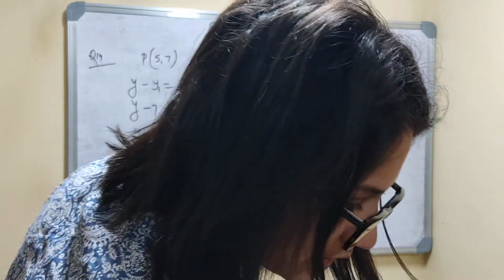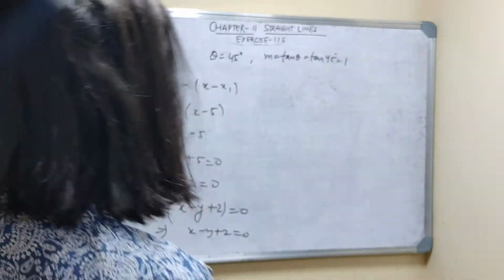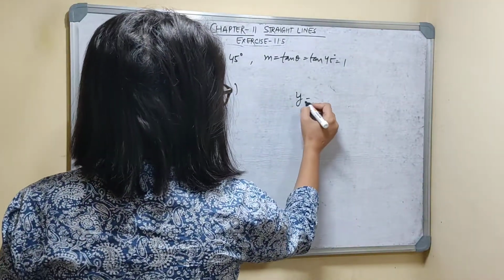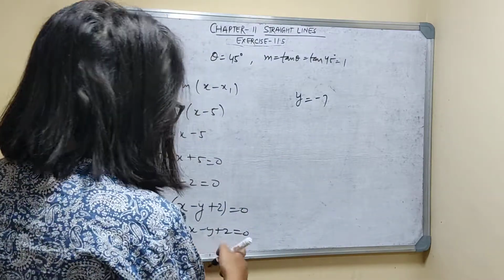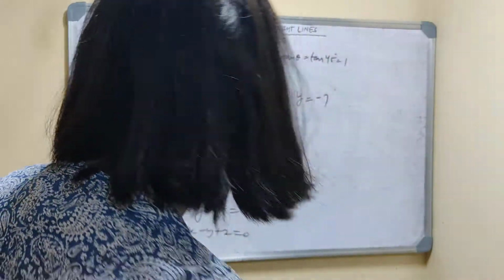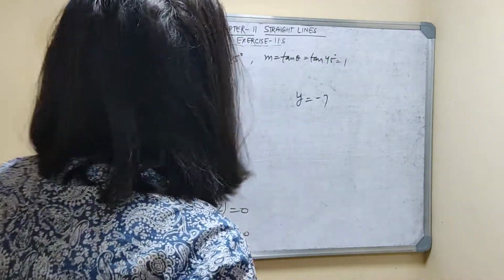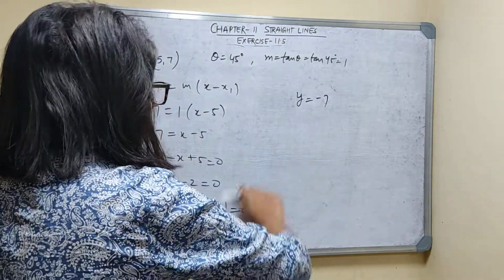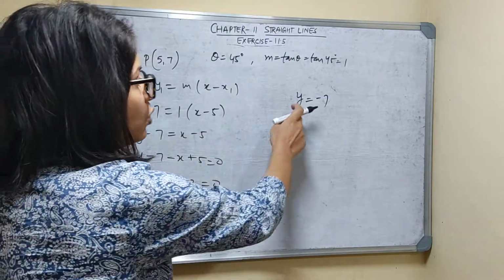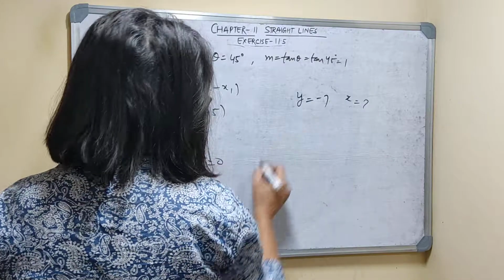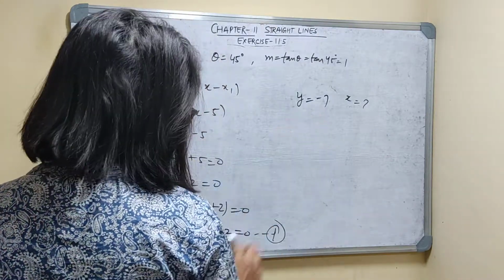Now next, in this question they are asking, if this line passes through a point P whose ordinate is equal to minus 7, means y is equal to minus 7. Let's say this line passes through any point P; here I am taking P only. What is the abscissa of P? You have to find x. So in this equation I will put y is equal to minus 7. So you will get what?